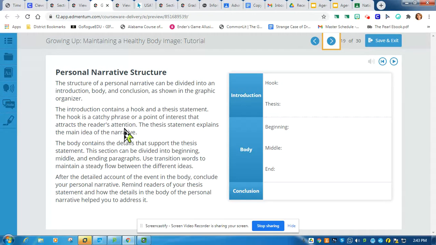You're telling the story, the beginning, the middle, and then what happened at the end, using transition words to maintain the flow in between the ideas. So you use transitions at the beginning of every paragraph, right? After the detailed account of the event, then you're going to conclude your personal narrative. Don't just end it with the ending of the body. You have to conclude it by reminding the readers of what your thesis was and how the details helped you address it.